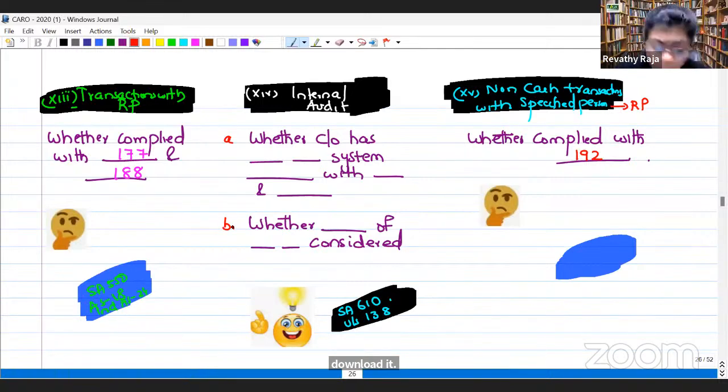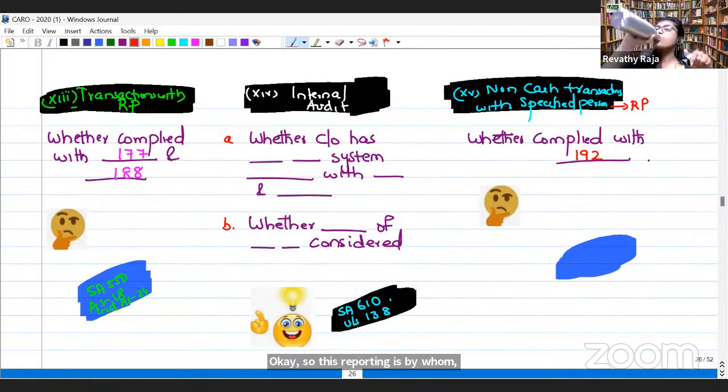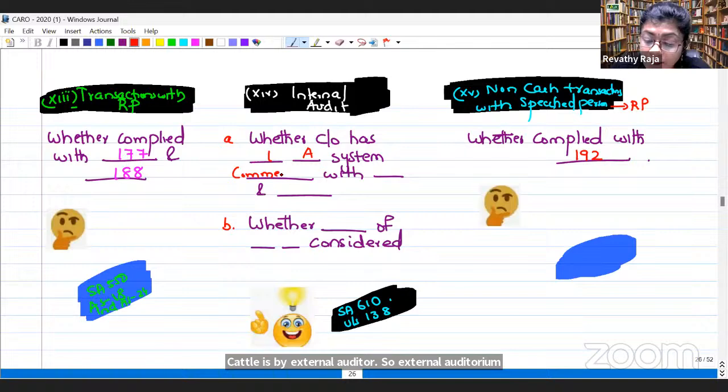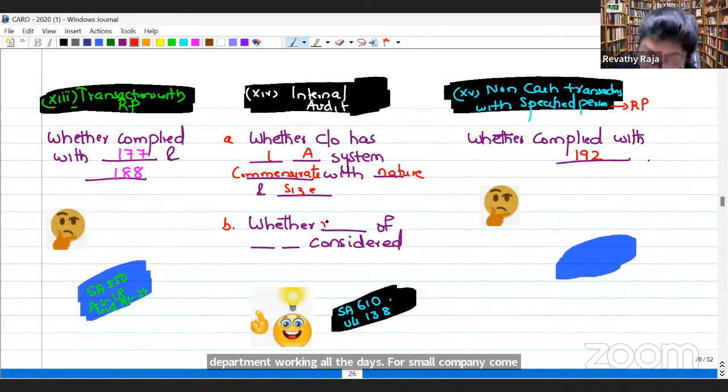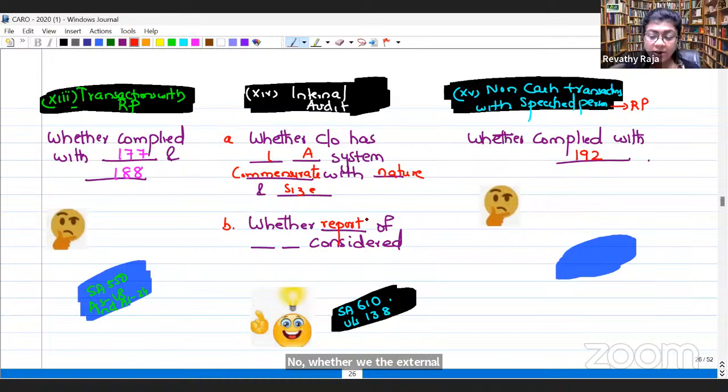So this reporting is by whom? Is it reporting by the external auditor or the internal auditor? The entire CARO is by the external auditor. So the external auditor reports whether the company has an internal audit system which is commensurate, meaning proportional, with the company's nature and size. Big entities will have an internal audit department working all days. For a small company, one person will come monthly or quarterly. Now, whether we, the external auditors, considered the report of internal auditors, 610 will come. Using the work of internal auditors.